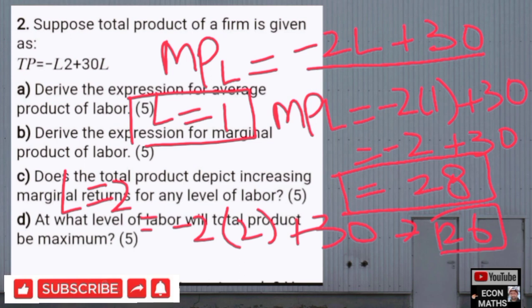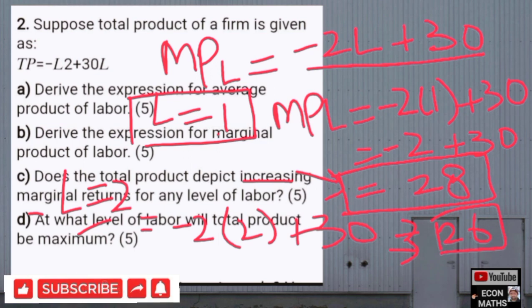So we can see here that the total product does not depict increasing marginal returns for any level of labor. We see the decreasing marginal products of labor. That is, when L was 1, our marginal product was 28. When L was 2, it is 26. Similarly, when L is equal to 3, it will be 20. So there is decreasing marginal product of labor.